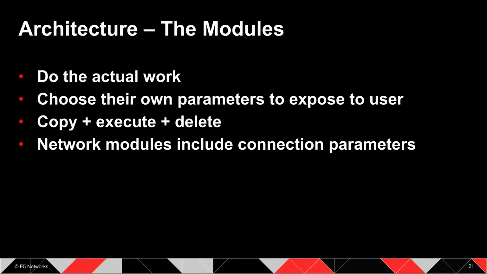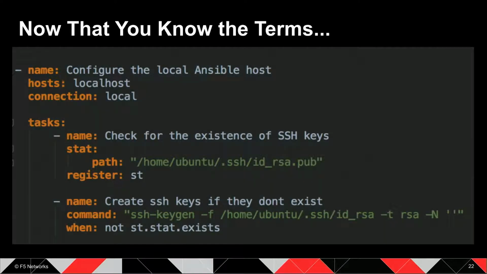The way that they work is that they're SCP'd over to the remote box, executed and deleted all in the same command. And so this allows no artifacts to be left on the remote machine, unless you ask for that. So you can instruct Ansible to leave the artifacts on the remote machine. And reasons that you might want to do that include, well, I need to debug something that didn't work. And network modules include their own special connection parameters, which we'll go over.